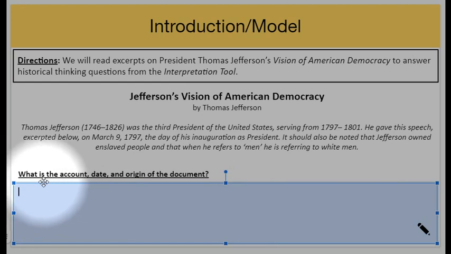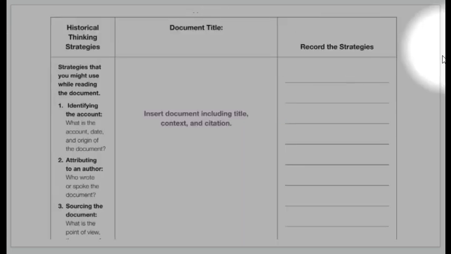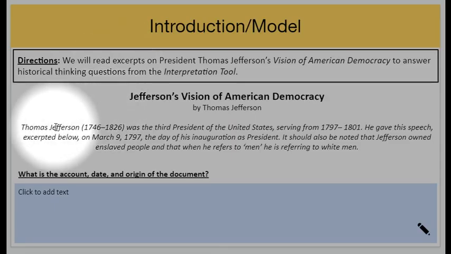That's the cursor. What is the account, date, and origin of the document? So account, date, origin of the document, that is identifying the account. That is the first possible skill. Why are we using that strategy? That's what they want to know. Notice it says title, context, and citation. That's what they gave us. Where does this come from?